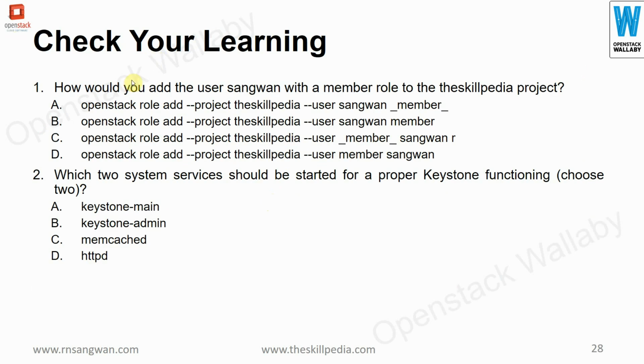Check your learning. How do you add user Sangwan with a member role to the Skillpedia project? openstack add role project Skillpedia user Sangwan member, or how are you going to add it? openstack role add project Skillpedia user Sangwan. I'm going to leave it to you with a member role. That means this is ruled out, this is ruled out, this is ruled out. Only the option left is this, because this is the role which you have to define at the end.